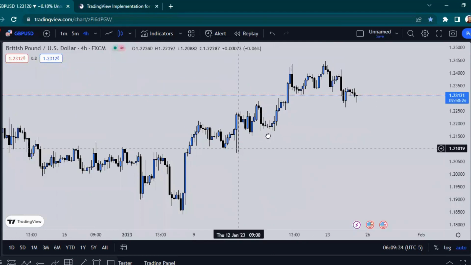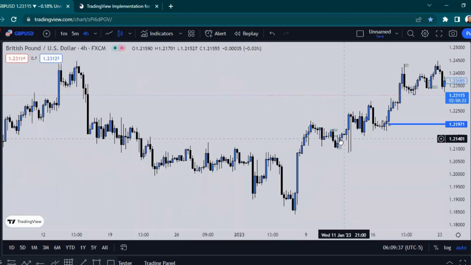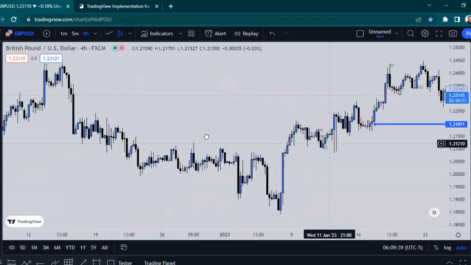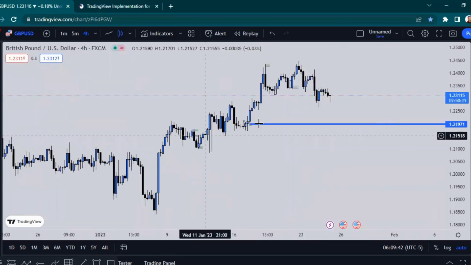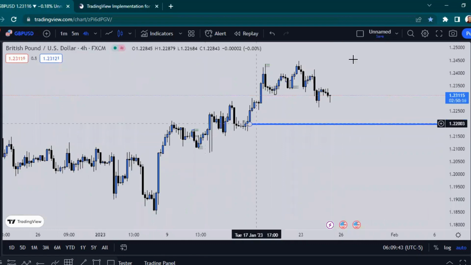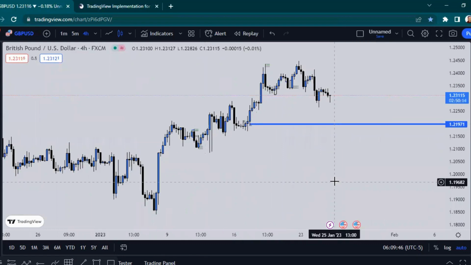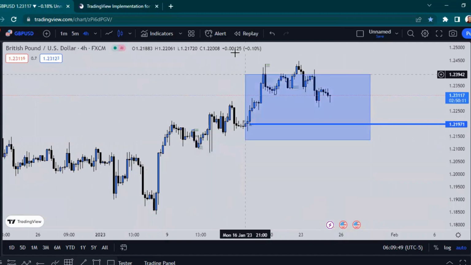G is a little bit choppy to the upside, which is good because it even forms more levels for us to trade off of. Okay, let's do this, guys. First off, let me clean up this chart. I don't like it messy like this.